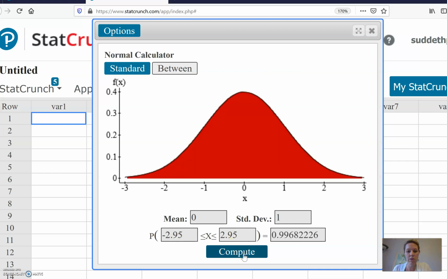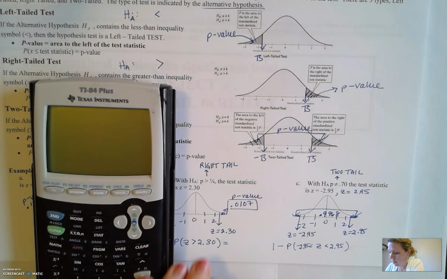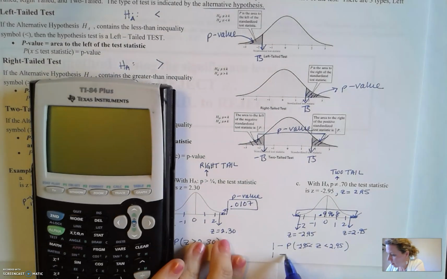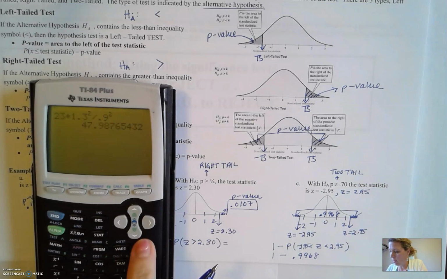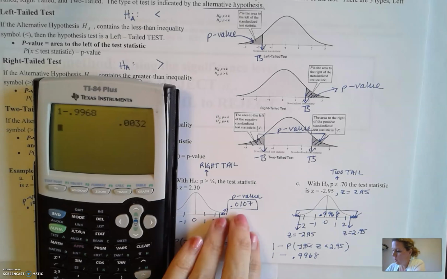I hit compute, and that value is 0.9968. I'll just do 4 decimals for time's sake. And remember, we don't want the area in between, we want the area on the outsides. This means we have to go 1 minus that value. So let's see, 1 minus 0.9968 is going to be 0.0032.